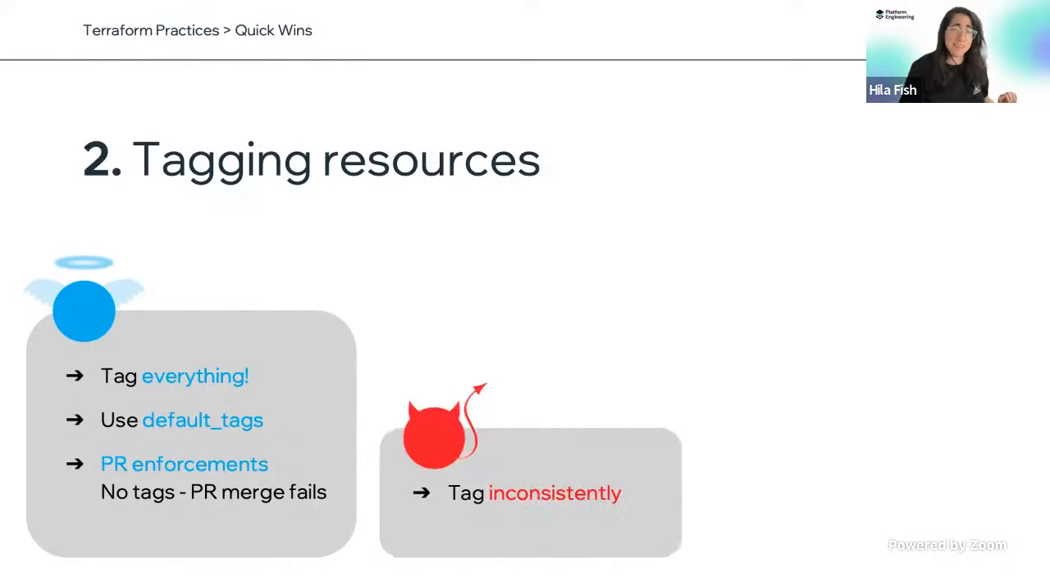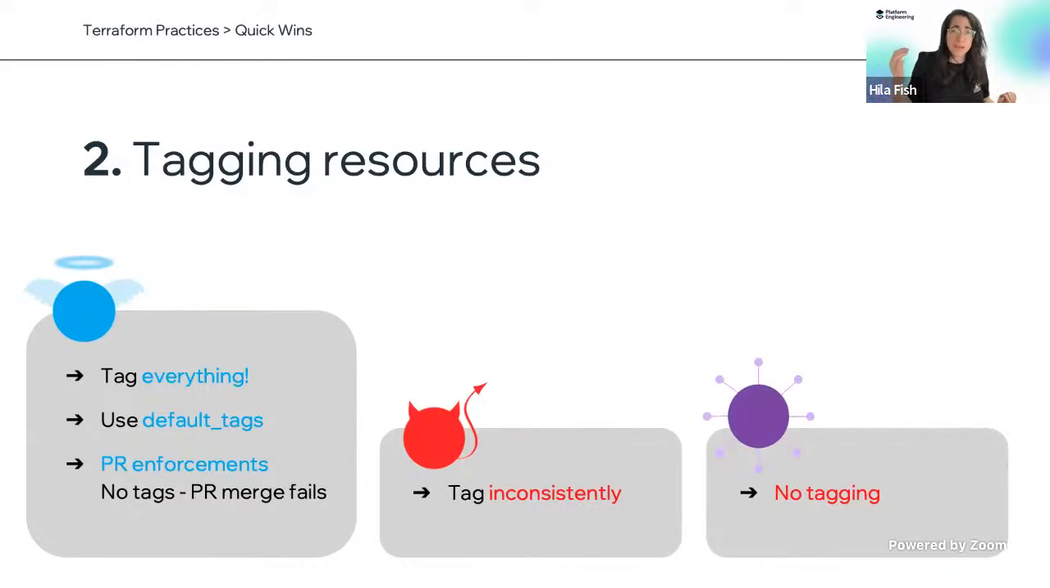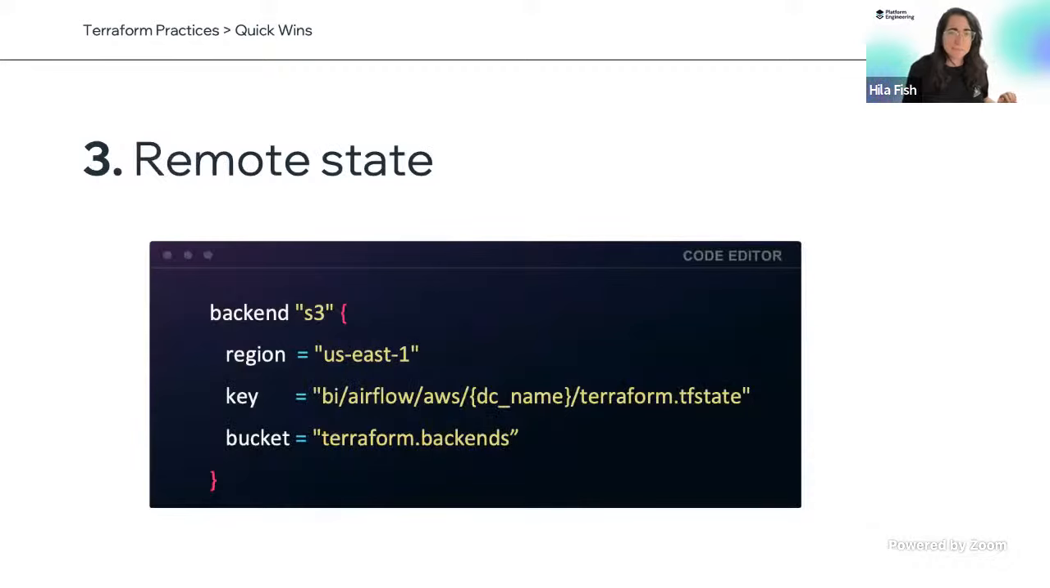The bad thing is to tag inconsistently, because as we know, consistency is key. We can't set up automations if we tag inconsistently, and we can't really track our projects. So please try to avoid that. And the other thing is to really have no tags whatsoever. No cost management, and projects will be hard to track. So really try to avoid that.